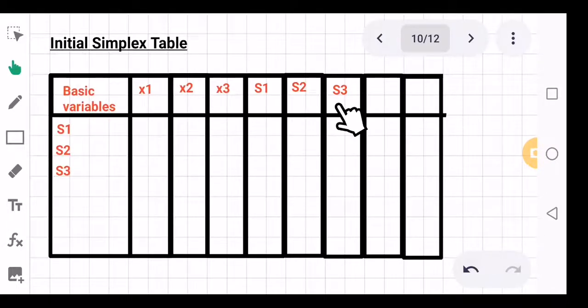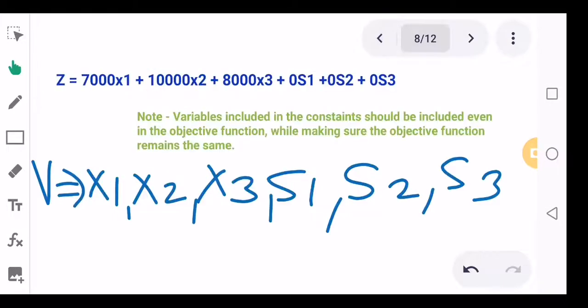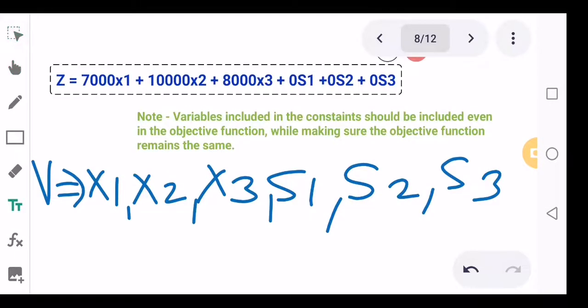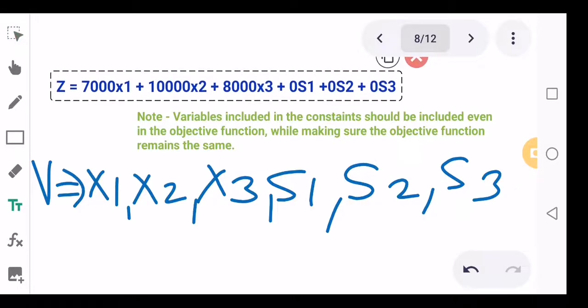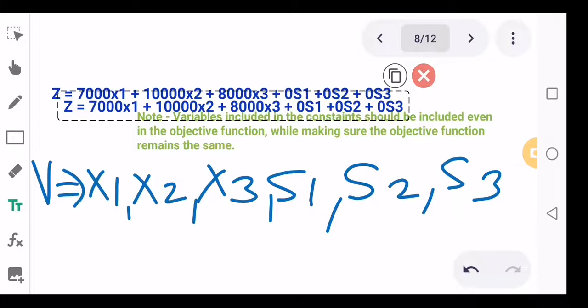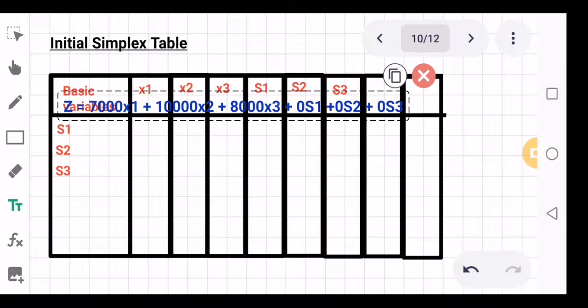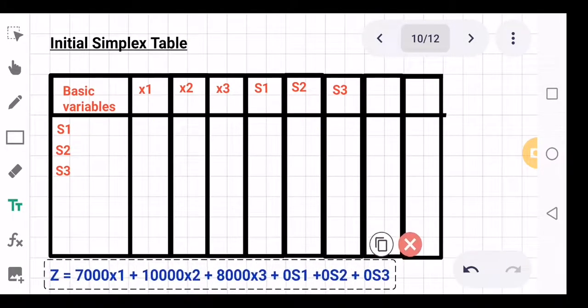Now the next thing that we need to do is mention what all this is equal to. See, s1, s2, s3 is equal to what? x1, x2, x3, s1, s2, s3, all these are equal to what? To find what they are equal to, we need to refer to the objective function. Let me copy this. I'll just put it over here for reference.